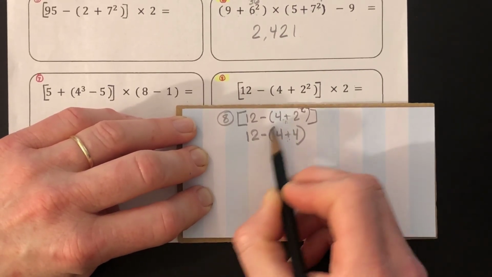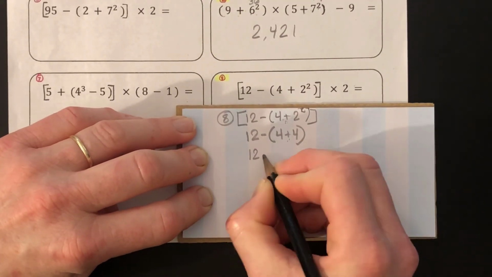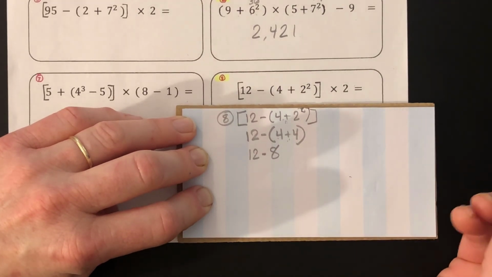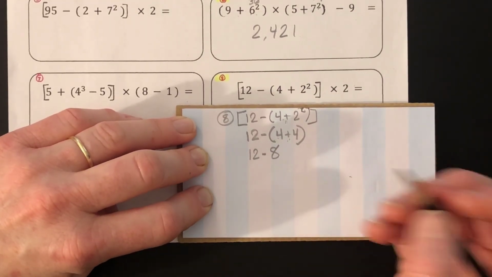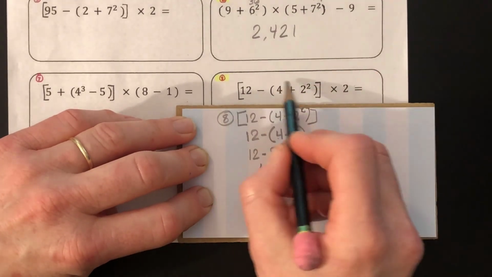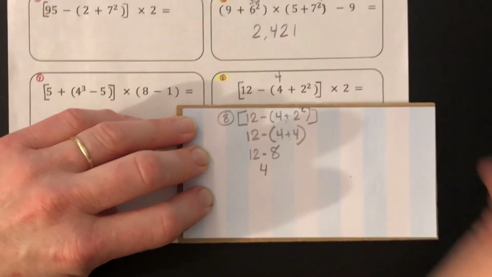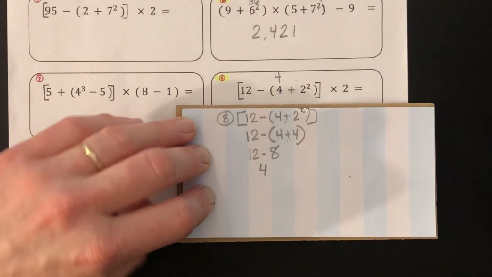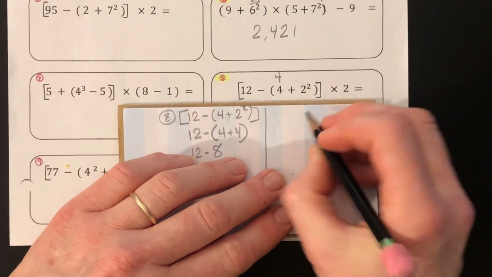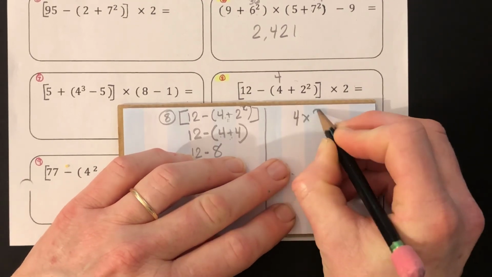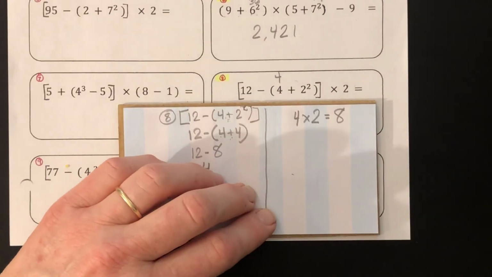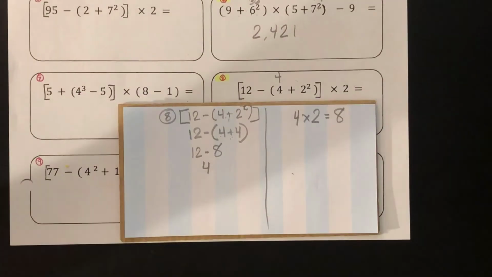So now I have to add. 12 minus, now I can get rid of them. 4 plus 4 is 8. 12 minus 8 is 4. So the value of all these brackets is 4. So now I'll come over here. Oh, this one's nice and easy. I'm left with 4 times 2. 8. The value of number 8 is 8.